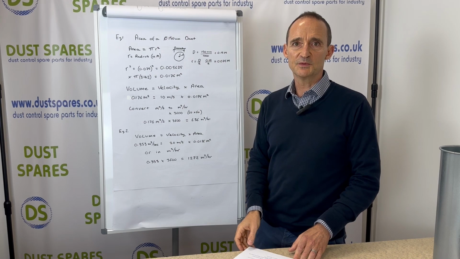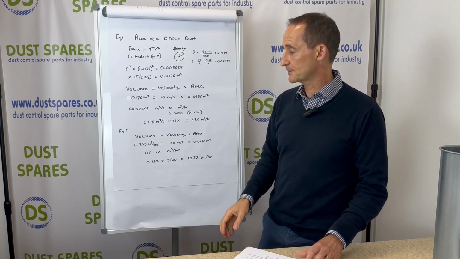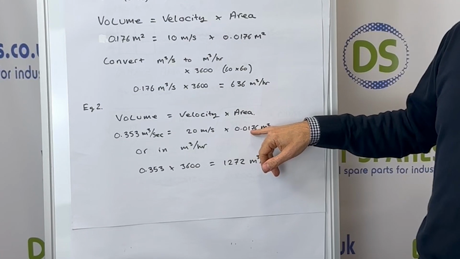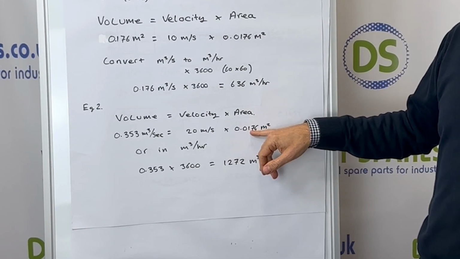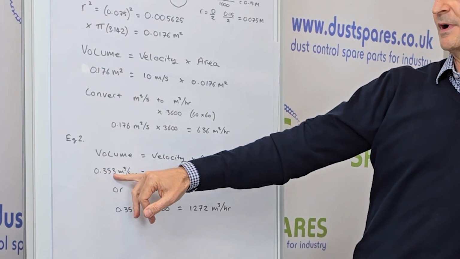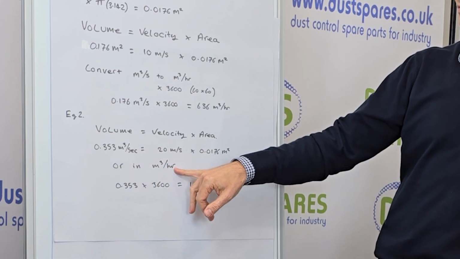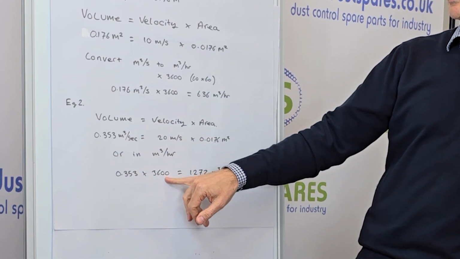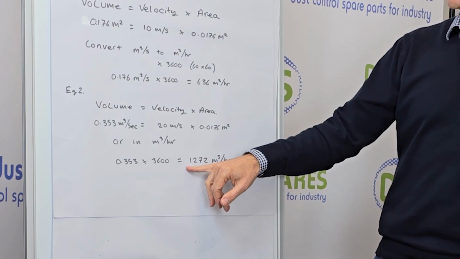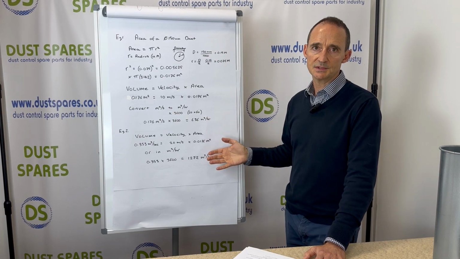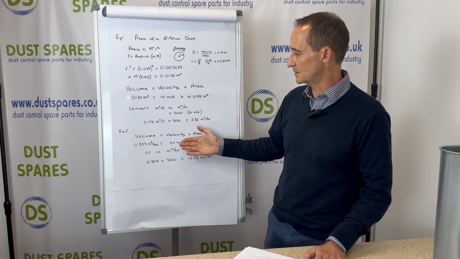And in the second example we talked about, which was wood shavings, we're changing the velocity to 20 meters a second. We've got the same area because we're talking about the same diameter, which gives us 0.353 meters cubed a second. Or if you want to convert that into meters cubed an hour, we times it by 3,600, giving us 1,272 meters cubed an hour, which is exactly double, which makes sense because we're doubling the velocity.